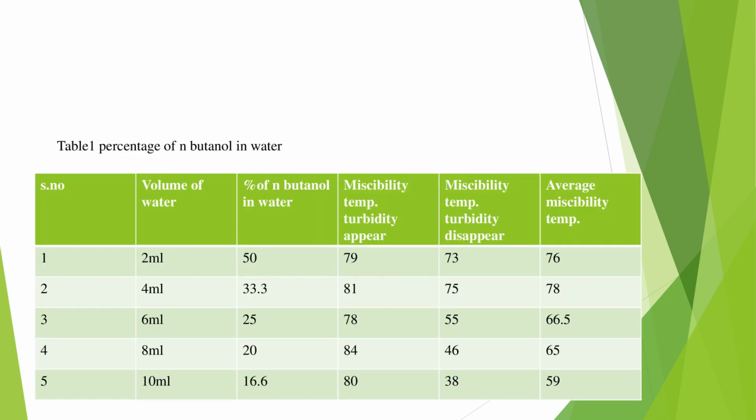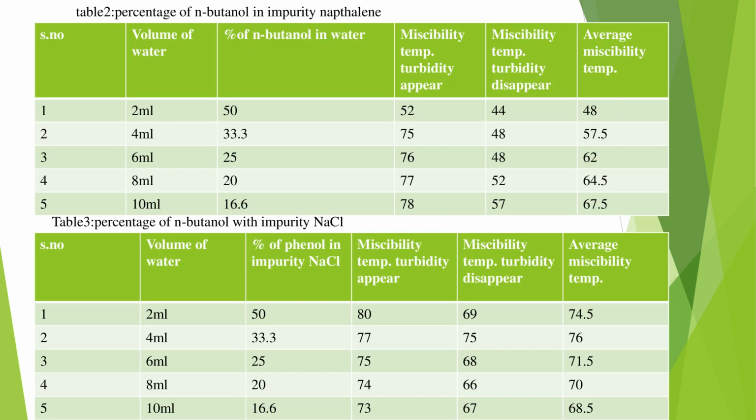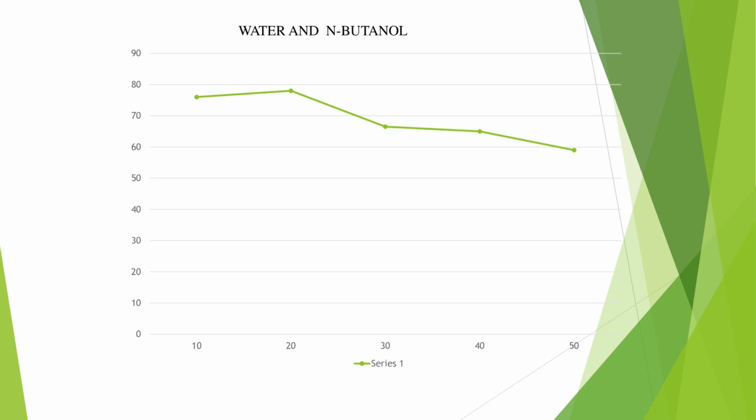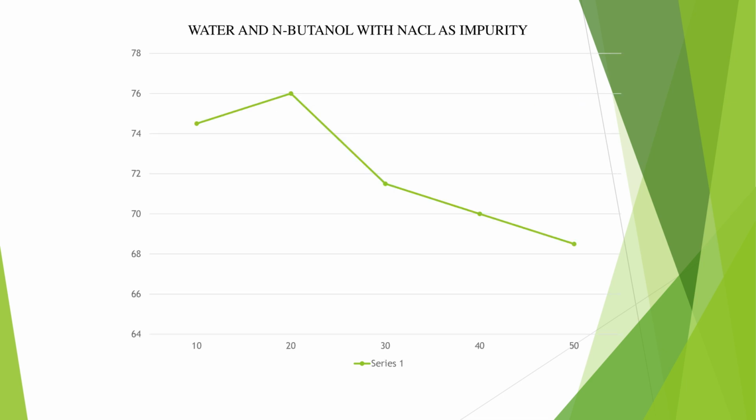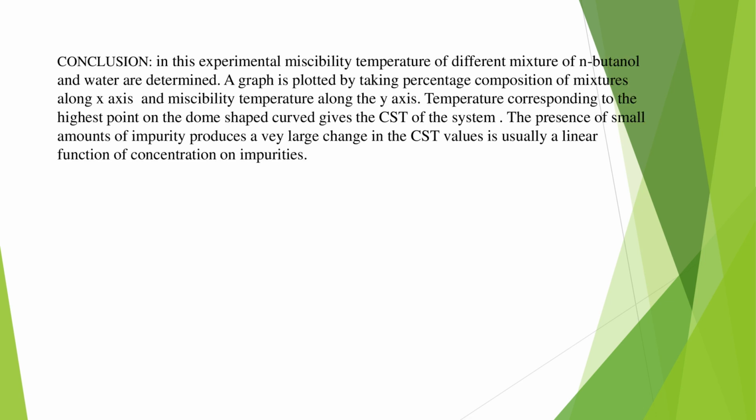The observations we get from the experiment are these three tables, which show the percentage of N-butanol in water with impurities like naphthalene and NaCl, and these are the three respective graphs which show the CST of the water and N-butanol system with impurities.